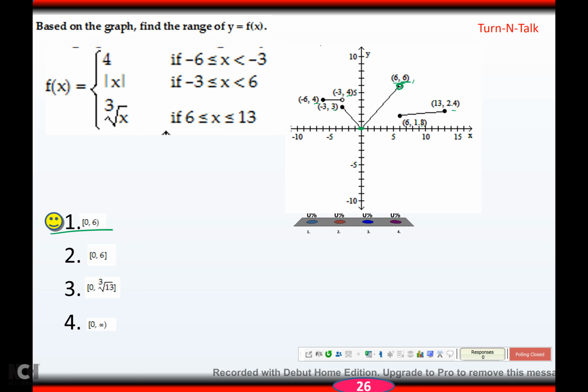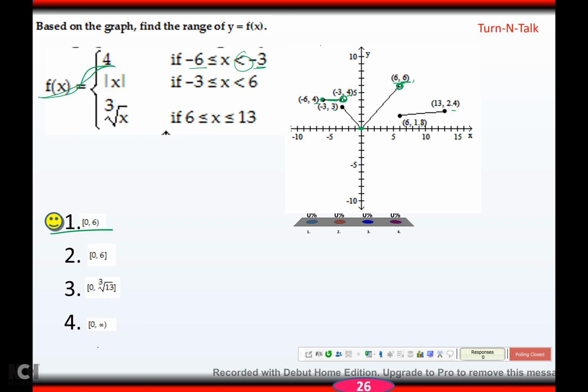Okay, and notice that they graphed these. It said f of x equals 4 if x is between negative 6 and negative 3. So when I plug in negative 6, I get 4, and that one's filled in. When I plug in negative 3, I get 4, and that one's not filled in. So there's my f of x equals 4.